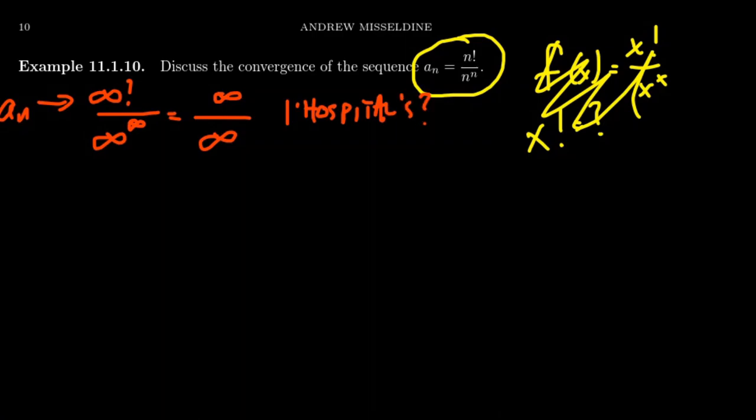Well, again, the answer is going to be no here, because how do you take the derivative of n factorial? If you take the derivative of x factorial, again, the issue is x factorial doesn't have a continuous analog. And therefore, we can't really use continuous methods. We have to do a purely discrete argument here. And so looking at the sequence, we can actually make the following argument. A sub 1 is going to look like 1 over 1, which is just 1.